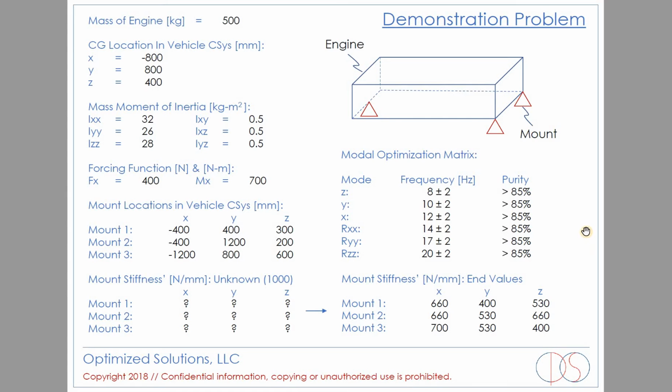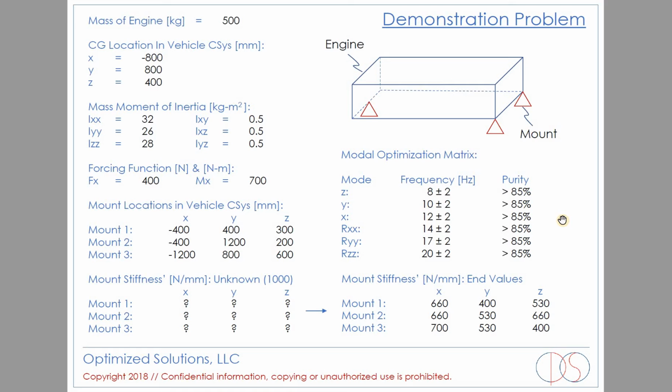The goal of this matrix is to decouple vibration, meaning that each of the 6 degrees of freedom has to have a vibratory mode shape that is within a tight tolerance and with a certain amount of purity. So, for example, the first mode shape should be in the z direction, between 8 plus or minus 2 hertz with a purity of 85%. Similarly, the third mode shape should be in the x direction between 12 plus or minus 2 hertz with a purity of more than 85%, and so on and so forth.